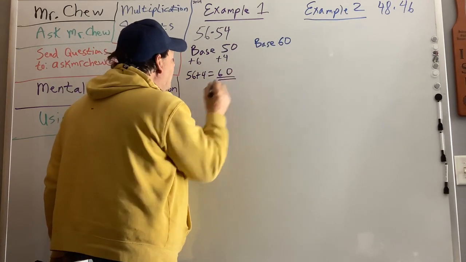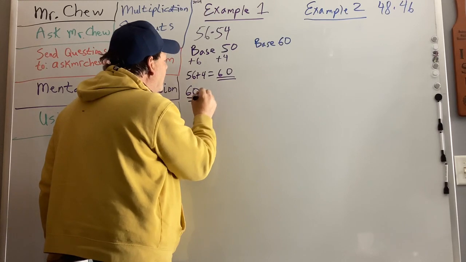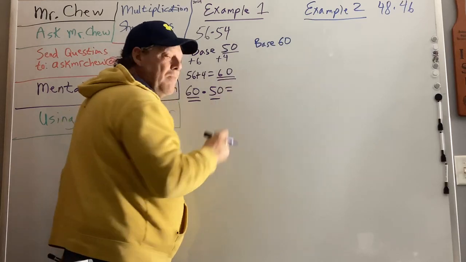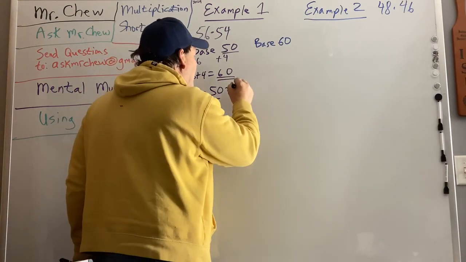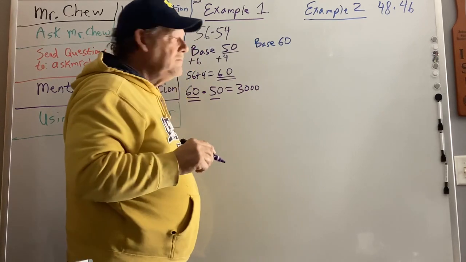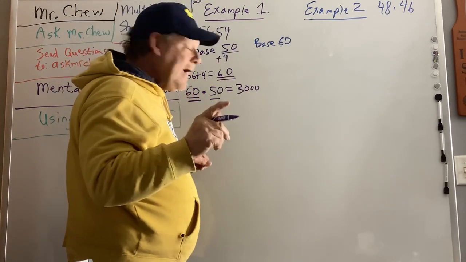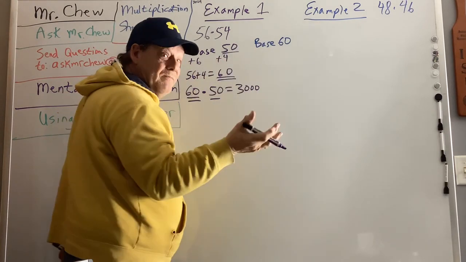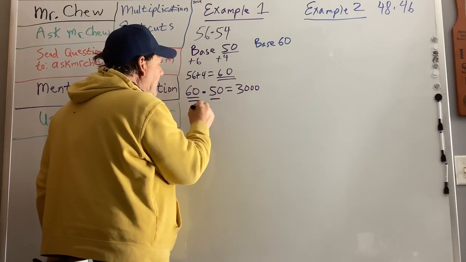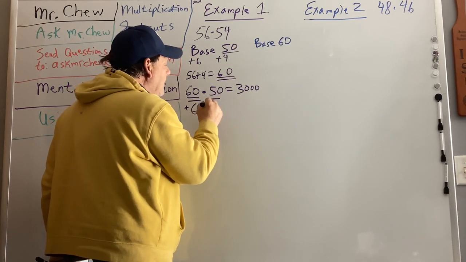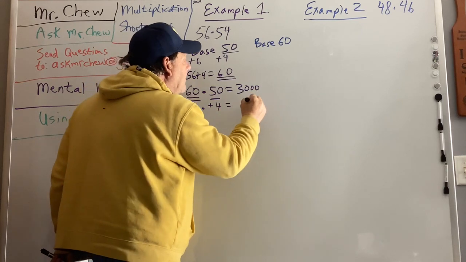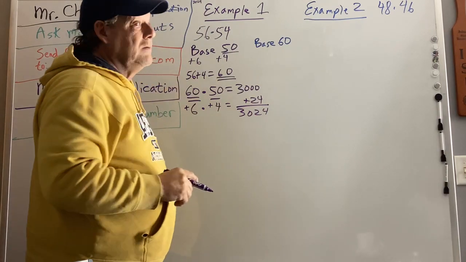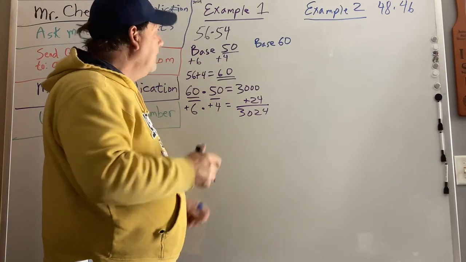And then I take that 60, I'll put two lines underneath it, and then I multiply it by my base. And most people can do 60 times 50 in their head. It's 3,000. Okay? So next, I say, all right, I've got something left over, my aboves up here. So I take my plus 6 times my plus 4 to get 24, and we add it, and my answer is 3,024. That's going to be my answer.